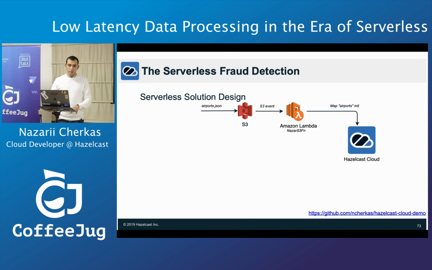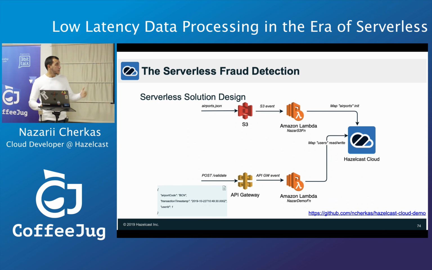So we're going to have 2 Lambda functions. The first Lambda function will be subscribed to S3 and will be handling uploads. We will be uploading a read-mostly static data set with airports data: an airport code, name, and coordinates. And our Lambda function will handle the upload and will copy this data to the Hazelcast cluster that we spin up in Hazelcast Cloud. And we will see how we do this.